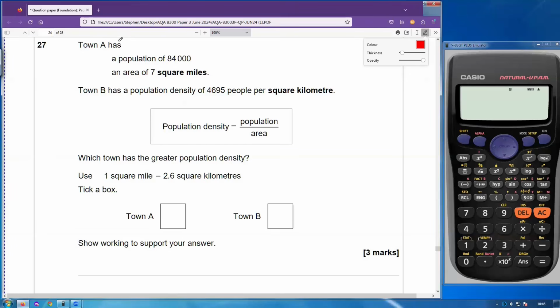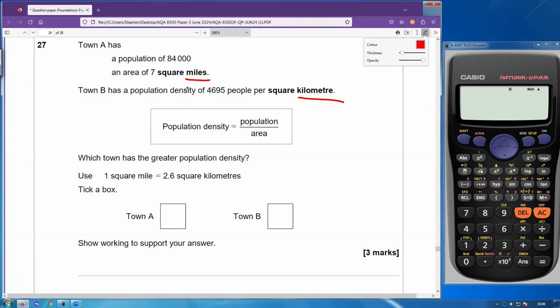Town A has a population of 84,000 and an area of 7 square miles. Town B has a population density of 4,695 people for every square kilometre. All right, they've got to change these over. So that one's miles, this one's kilometres. Population density is the population divided by the area. Which town has the greater population density?